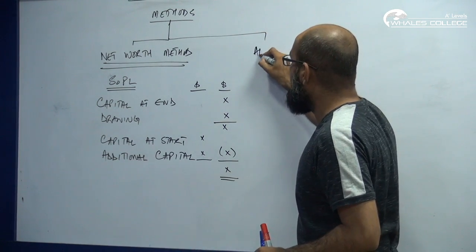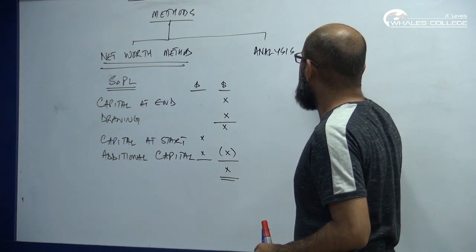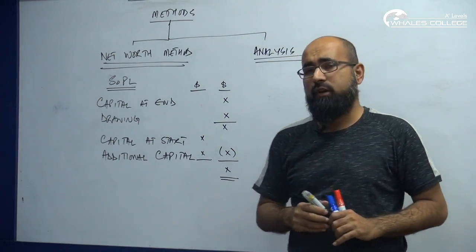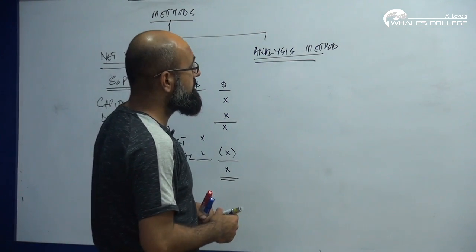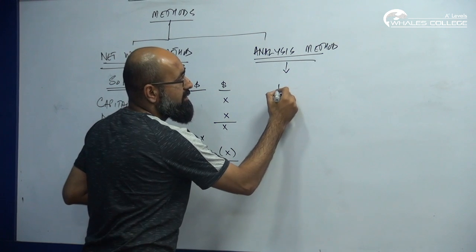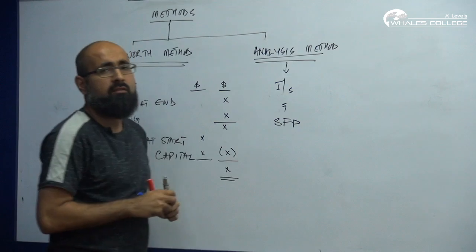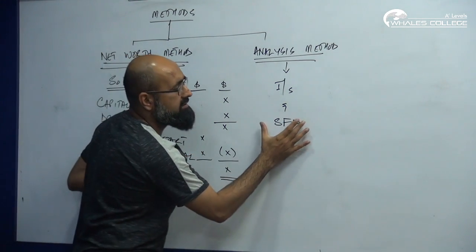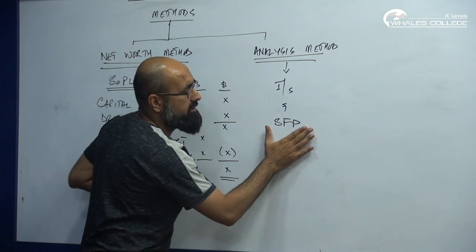mostly on method number 2, which is the analysis method. My much more focus is on this analysis method. It's a long method. It requires you to prepare a set of financial statements, that is an income statement and a statement of financial position. Under this method, the examiner asks you to prepare a full set of financial statements, income statement and a statement of financial position.